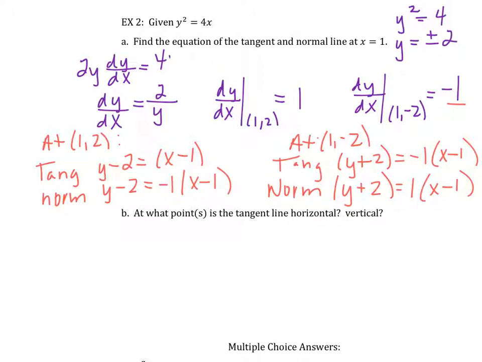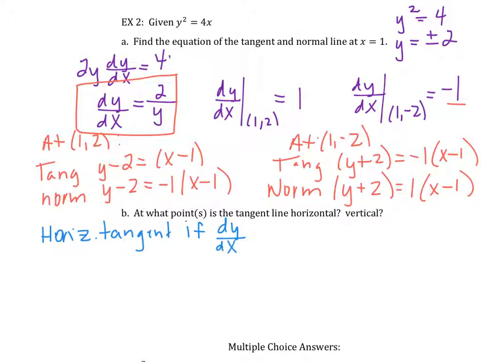Now the second question said, at what points is the tangent line horizontal and at what points is the tangent line vertical? Well, let me ask you. Remember, here is our derivative right here. If I ask you, when would something have a horizontal tangent? Finish this statement: horizontal tangent if dy/dx what? And hopefully you said equals 0.